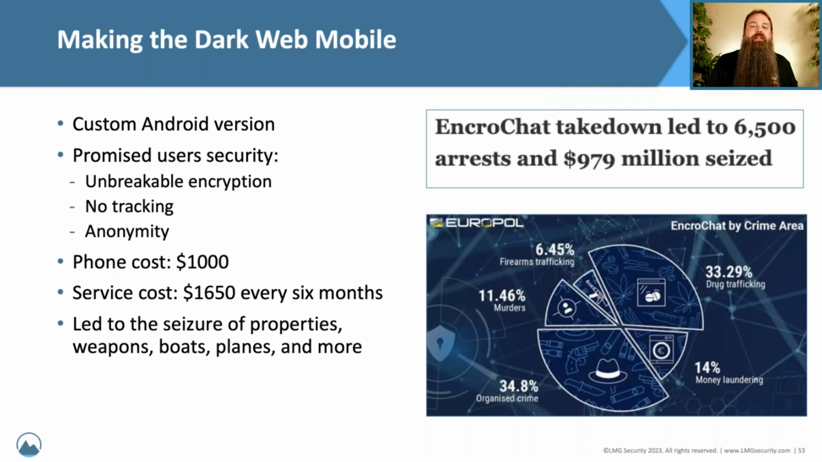They seized things like properties, boats, cryptocurrency, planes, and a lot more. And you can see in the breakdown from Europol what exact activities these users were doing. About 35% was straight up organized crime, 33% was drug trafficking, and then we see things like murder for hire, firearms, and money laundering as other elements of this. So yeah, not a great place to be. Probably a good thing they got taken offline. And almost $1 billion in value was seized in cryptocurrency.